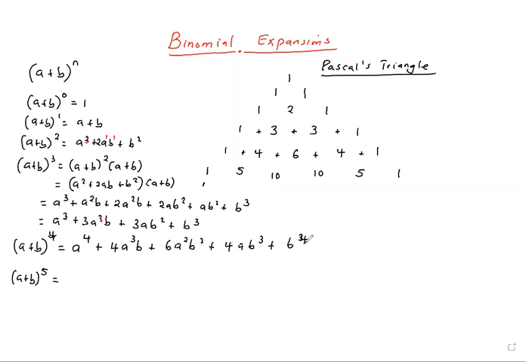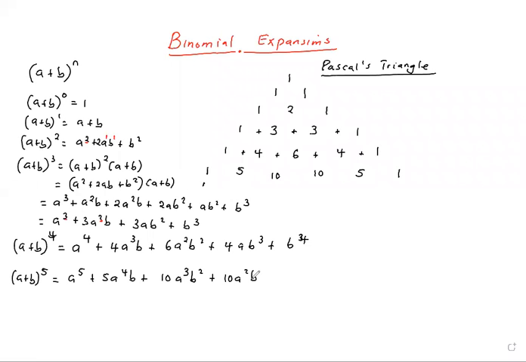Let's go to 5. We would say a5 plus 5 a4b plus 10 a3 b2 plus, or there are 2 10s, so plus 10 a2.